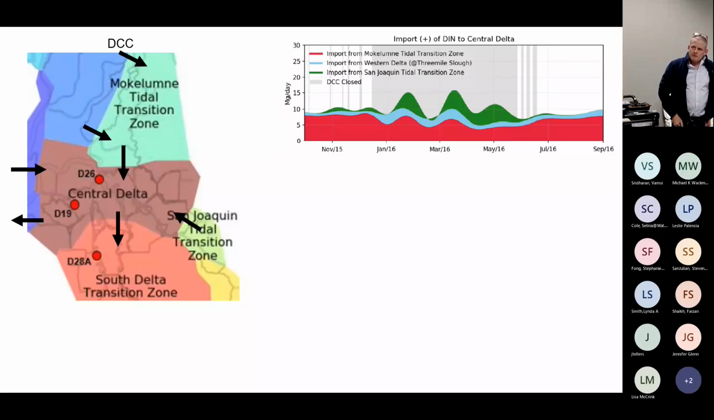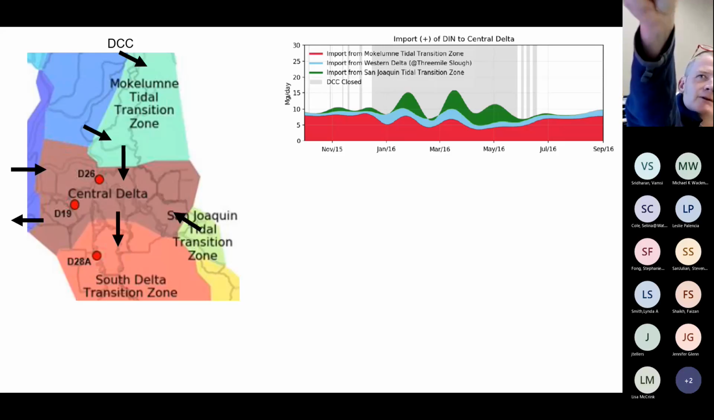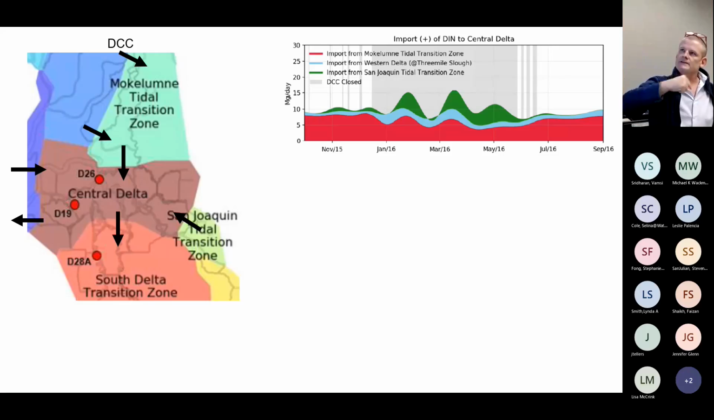The red is coming from the McCulloughney tidal transition zone, so coming from north to south. Import from the Western Delta is this arrow coming in, coming out of, blanking on the name, Three Mile Slough, I believe. And then heading out this way is what I'll show you in a subsequent plot, leaving the Delta. And then there's also potential for nitrogen to be coming in from the San Joaquin tidal transition zone. The other important feature of this graphic is the gray area in the back, if you can see that. Where it's white, that means that the delta cross channel is open. Where it's gray, the delta cross channel is closed.